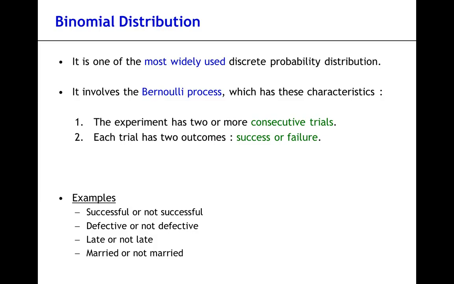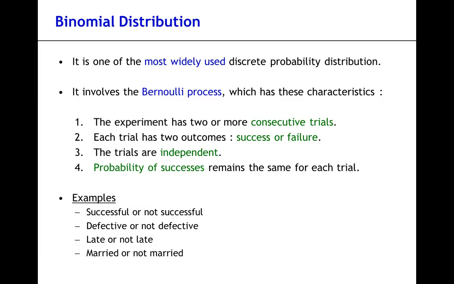The third point is that each trial must be independent, meaning the outcome of one trial does not affect the outcome of another. Finally, the last point, the probability of success must remain the same for each trial.